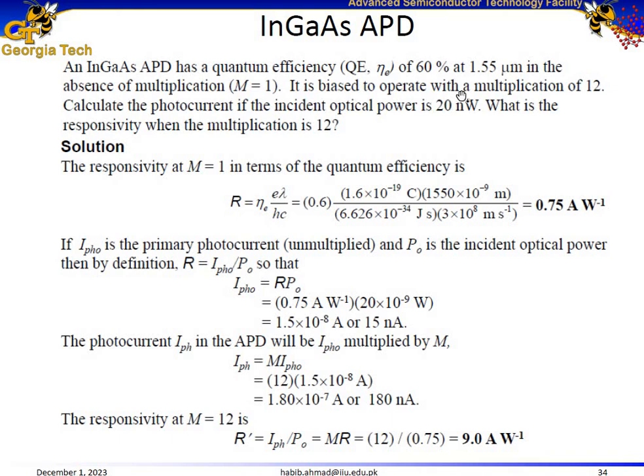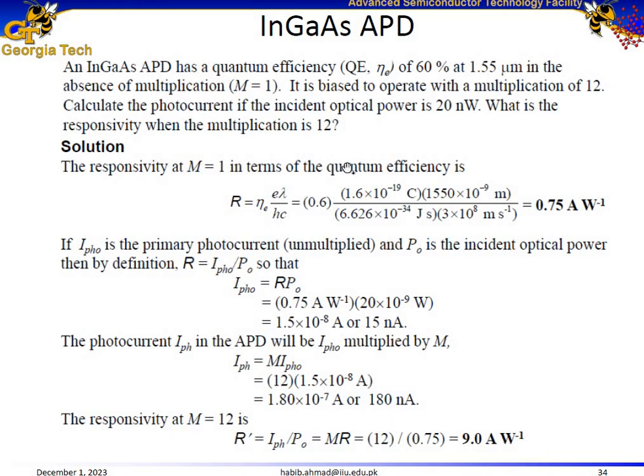Here we have another example based on indium gallium arsenide based avalanche photodiodes. Quantum efficiency is given, wavelength of the input incident light is given. Initially we consider absence of multiplication, and then we consider a multiplication factor of 12. The incident optical power is 20 nanowatts. So what is the responsivity when the multiplication factor is 10?